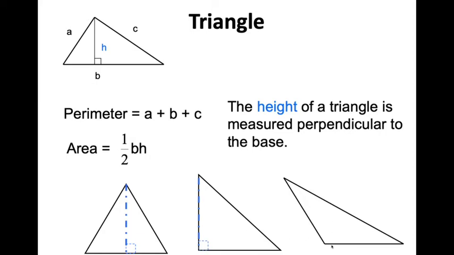This one, the peak is there. You can just draw it outside to get the height from the peak to the base, intersecting at a right angle. This is just this height.